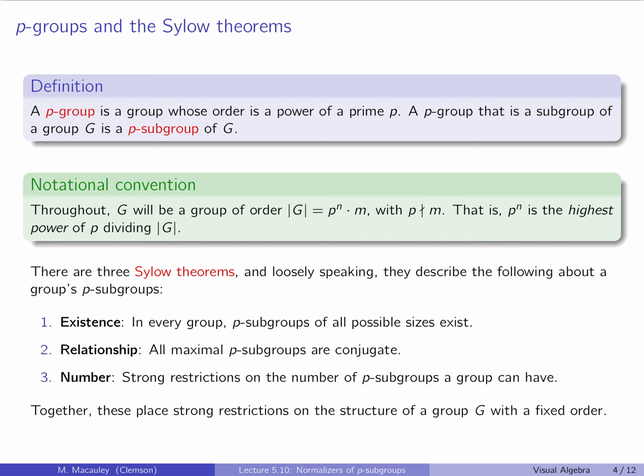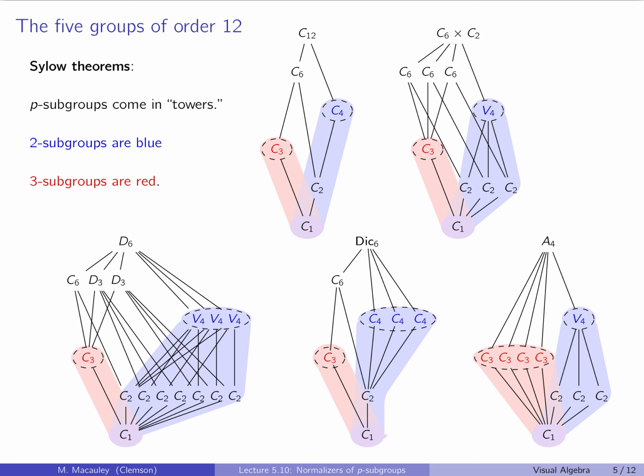Together, these place strong restrictions on the structure of a group G with a fixed order, especially if we do this analysis for all the primes that divide the size of the group. Here is a picture of all 5 groups of order 12, their subgroup lattices, and the Sylow theorems that we'll do in the next lecture are going to tell us that these p-subgroups come in towers. So I've colored the p-subgroups for p equals 2 blue, and the p-subgroups for p equals 3 red.